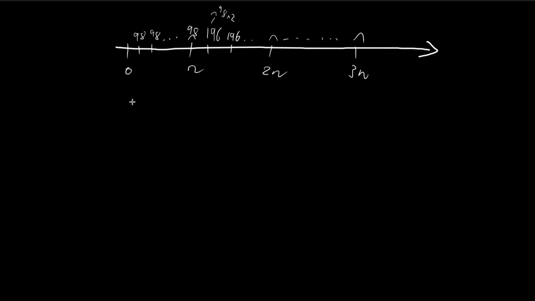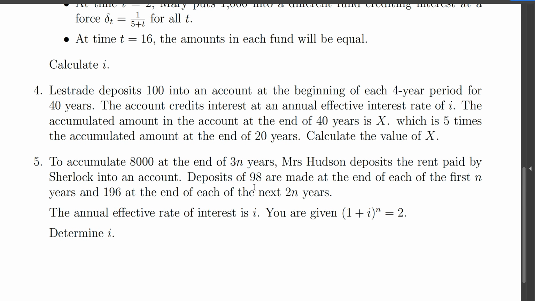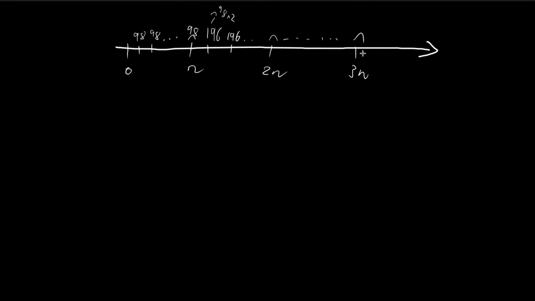So what we're trying to find is i. So given all this information, what exactly is i? So we know that she's going to accumulate up to $8,000 at 3N, so we can set up an equation using that. So 8,000.